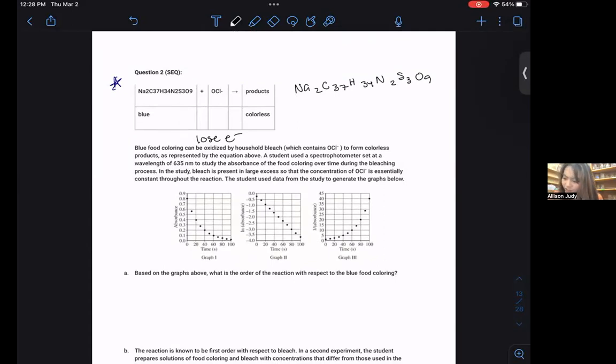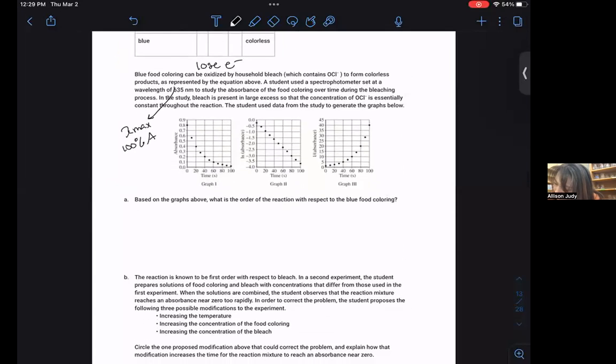A student uses a spectrophotometer set at a wavelength of 635. So that must be max wavelength. And remember, at lambda max, there's 100% absorbance. This is to study the absorbance of the food coloring over time during the bleaching process. So this is connecting to the idea that we can measure concentration through other means, where we can take the color and put it into a spectrophotometer as an indicator of calculating concentration and therefore rate of production or consuming. Use the data below to answer the following question.